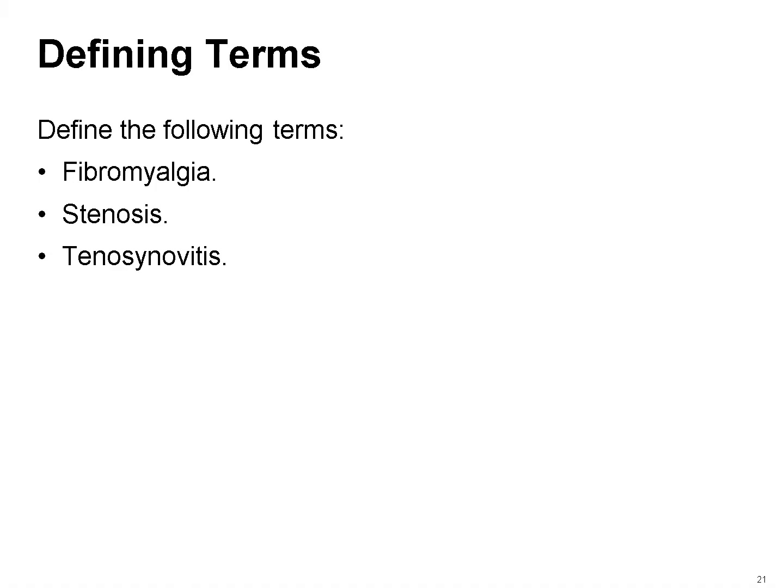Final question: what do we call the inflammation of a tendon in the surrounding synovial sheath? The correct term is tenosynovitis. This condition is often caused by repetitive use, leading to pain and swelling in the affected area. These terms are foundational to understanding musculoskeletal disorders.